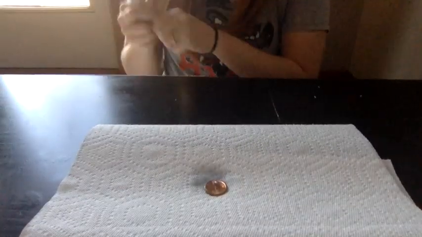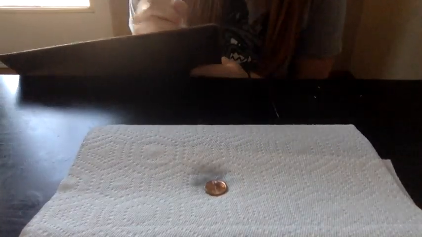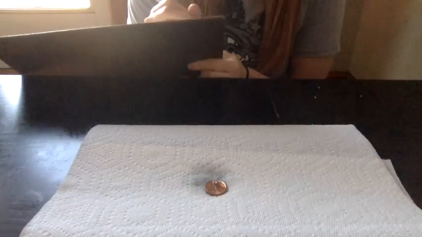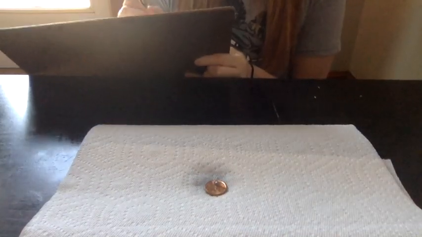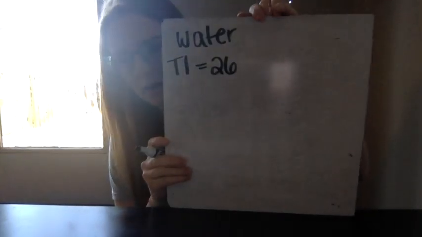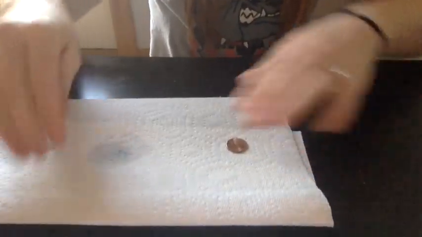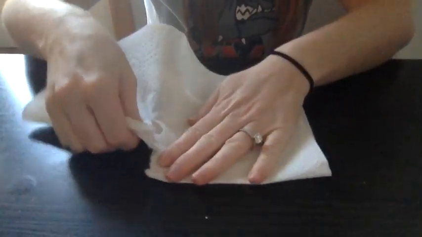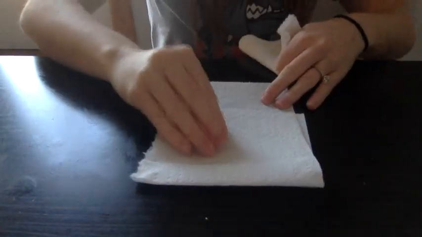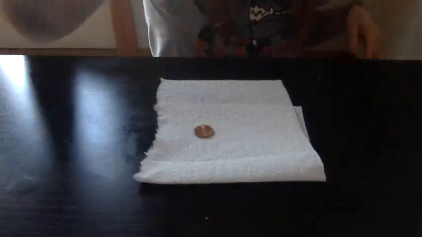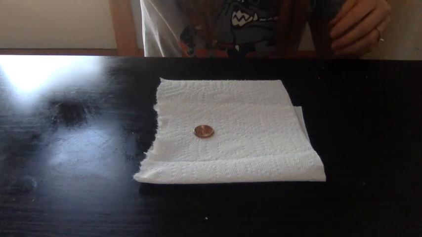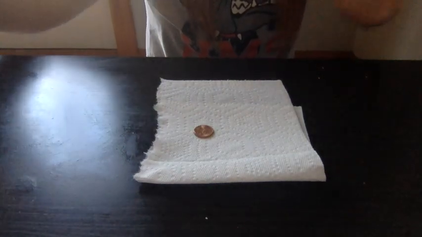So trial 1 with water was 26 when it burst. So I'm going to show this to you. Trial 1, 26 when it burst. All right, let's work on trial 2. I'm going to have to move it to a fresh part of the paper towel so we know when it bursts. All right, and I'm going to reset my pipette, and this is trial 2 of plain water on top of the penny.